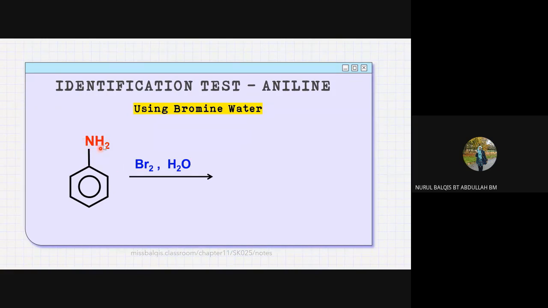And electron donating group is an ortho and para director. Means once you undergo reactions by using this bromine water, the Br will be substituted at ortho and para directions. This one is ortho, ni satu, ni dua, ni satu, ni dua. So ortho directions, lagi satu dia akan masuk dekat para. So what is the name of this compound?